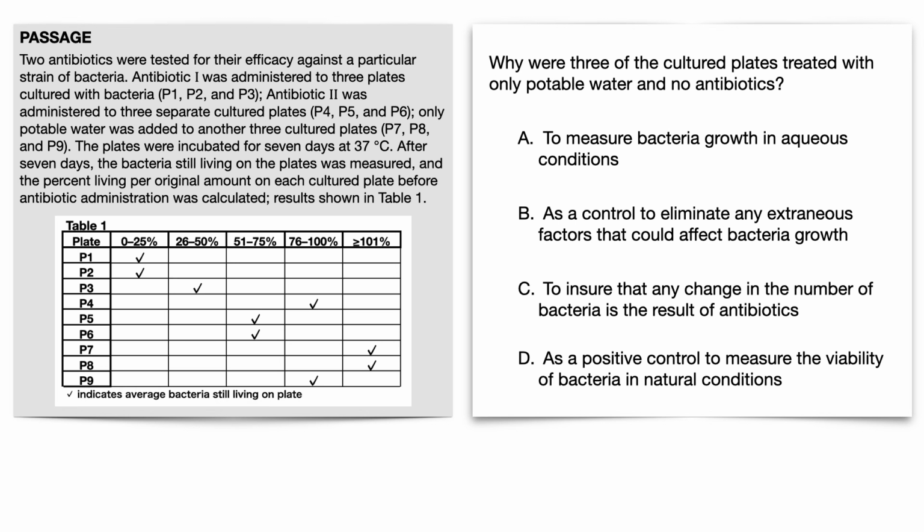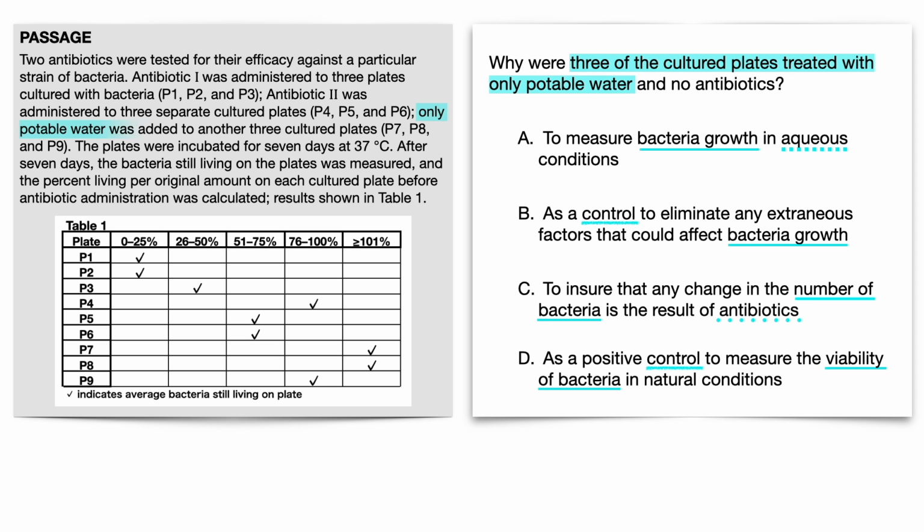The question is asking why 3 of the cultured plates were treated with only potable water. Even though the question is referencing passage information, before going to the passage, briefly take a look at each of the answer choices to get a general idea that they're all different regarding the data, and to get an idea of some specs in each. Like they all mention bacteria in some way, only one answer choice mentions water, only one mentions antibiotics, and 2 mention a control.